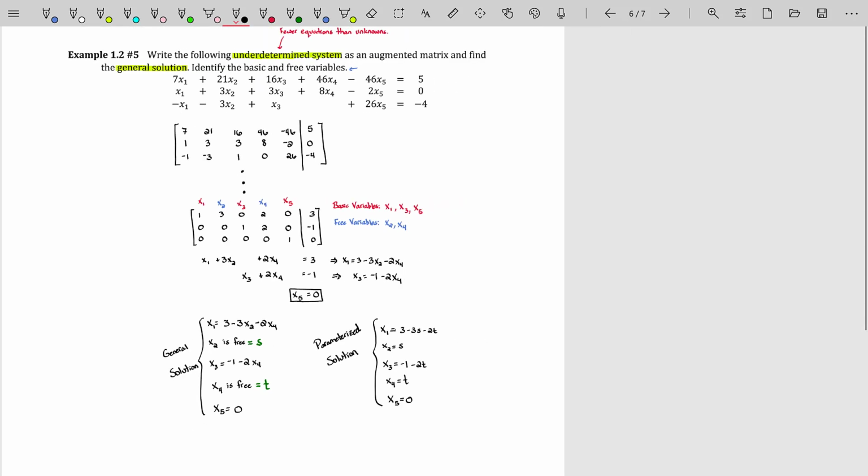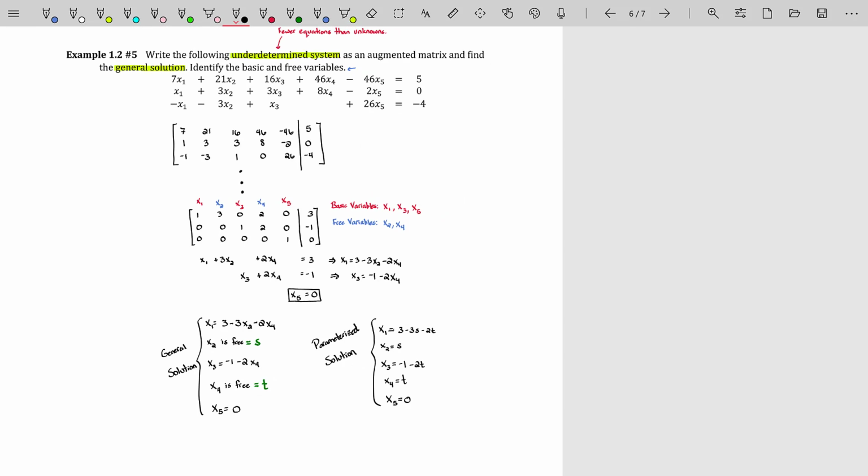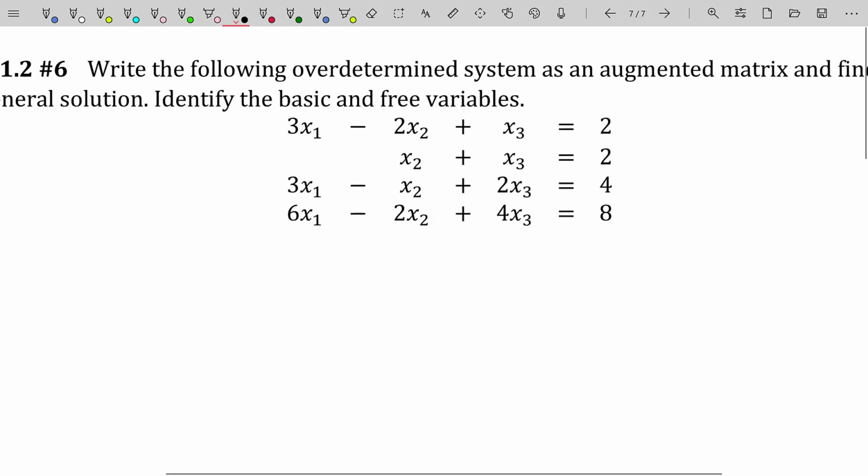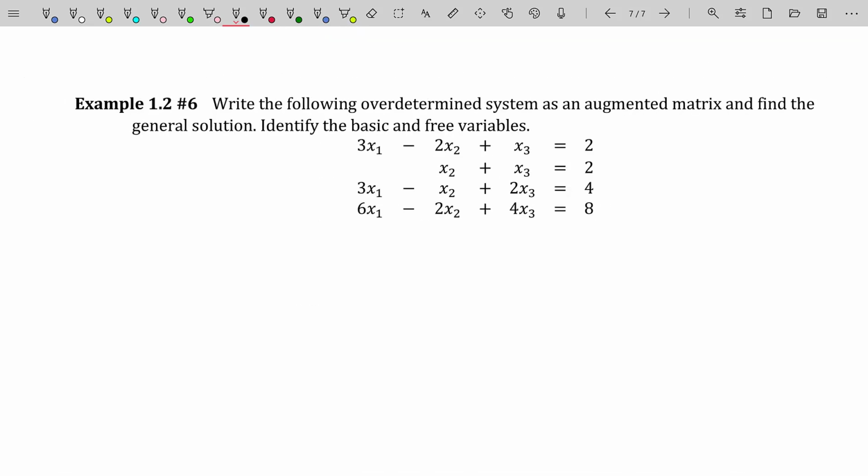Now, I stole a lot of my work from a different video, so it would be nice to see in this video one full worked out solution. It won't take that long. Let's go ahead and do it. Write the following overdetermined system as an augmented matrix and find the general solution. Identify basic and free variables.